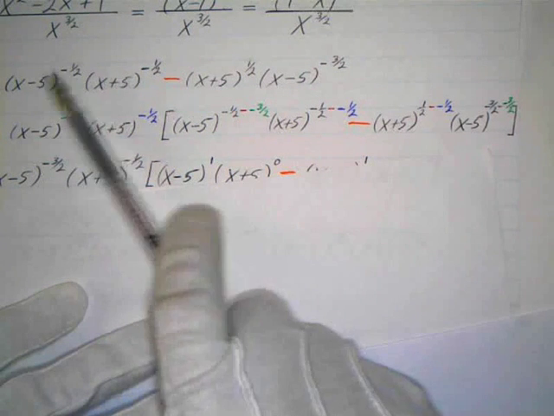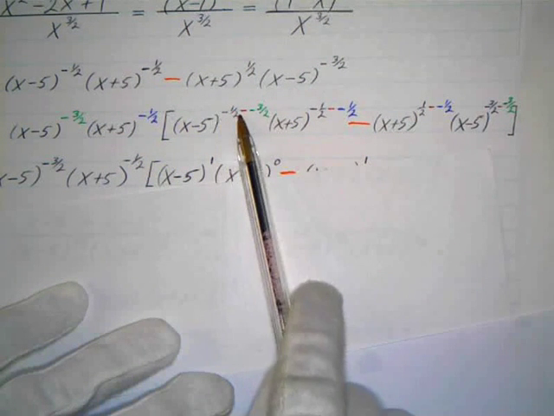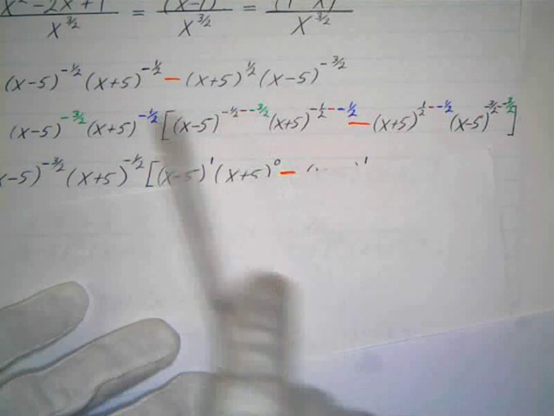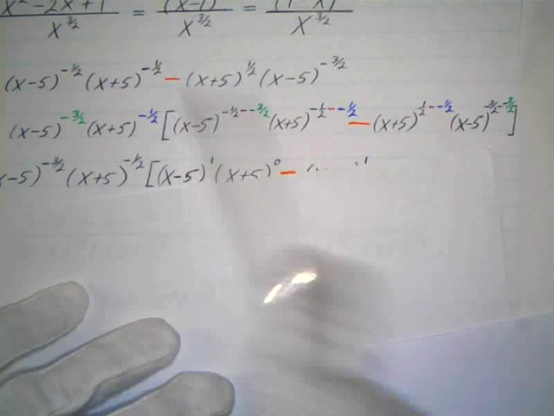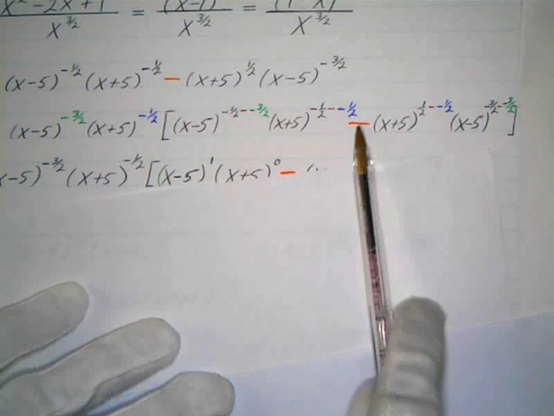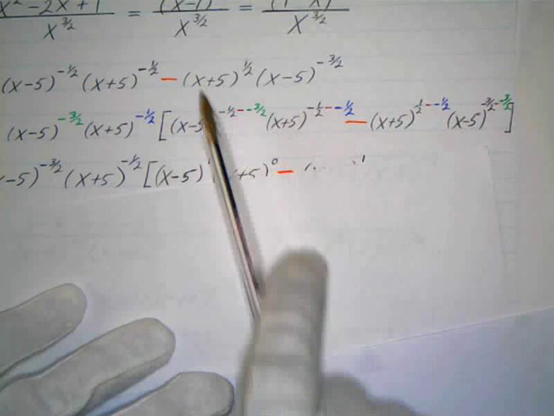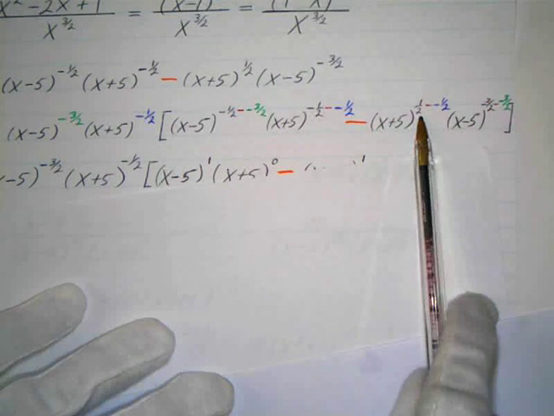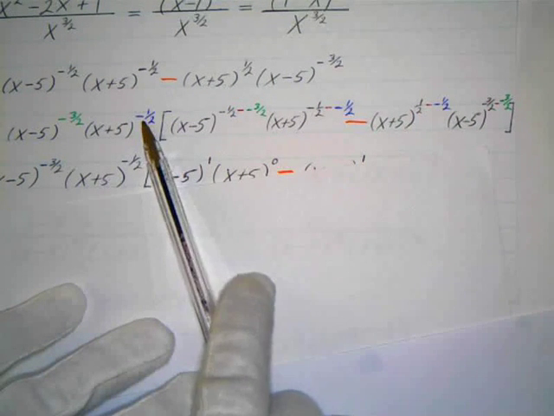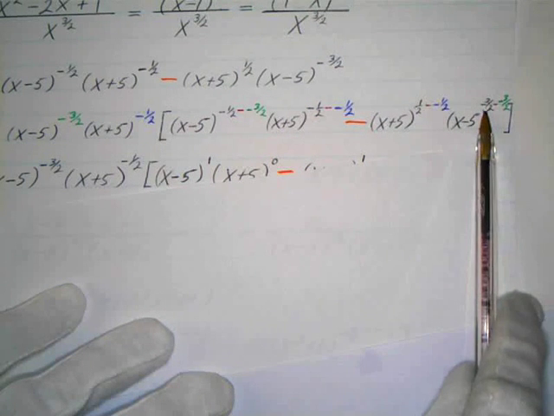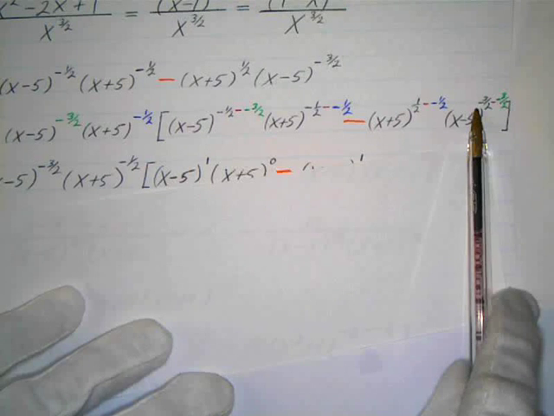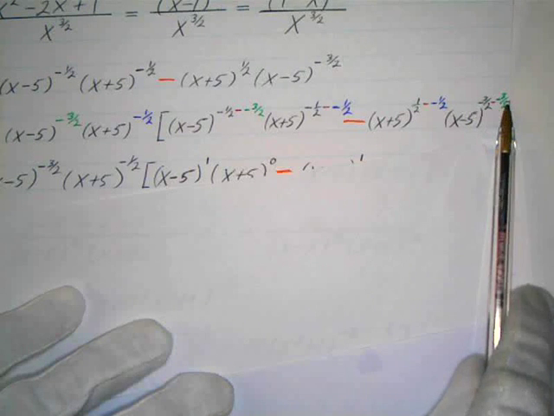So this is the x minus 5 to the negative 1/2 minus negative 3/2, and this is the x plus 5 to the negative 1/2 minus negative 1/2. This is the negative sign here, color-coded so you can identify where that negative sign is. This is x plus 5 to the 1/2 minus negative 1/2, and this is the x minus 5 to the negative 3/2, and I ran out of room over here, minus negative 3/2.